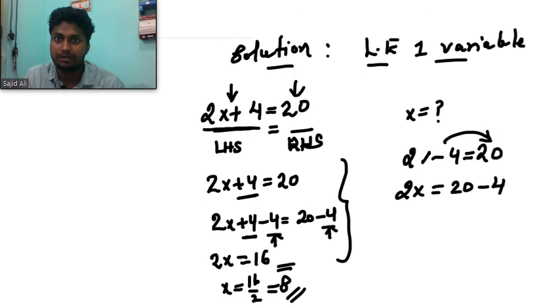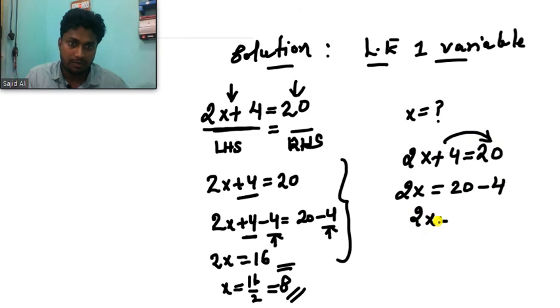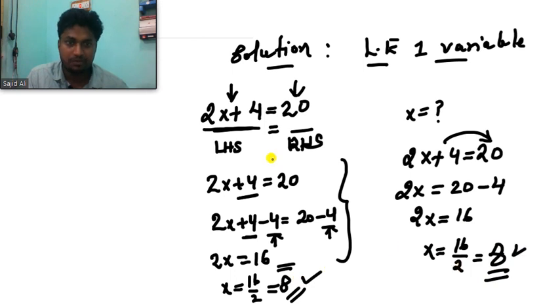Let me write it again. So now 2x is what? 20 minus 4, that is 16. Therefore x is equal to 16 by 2, and the value is how much? 2 8s are 16, so 8. Here also we have got the same answer as in the first method.